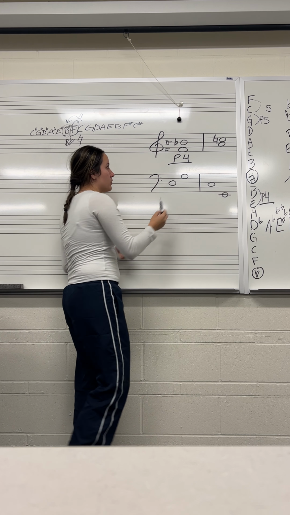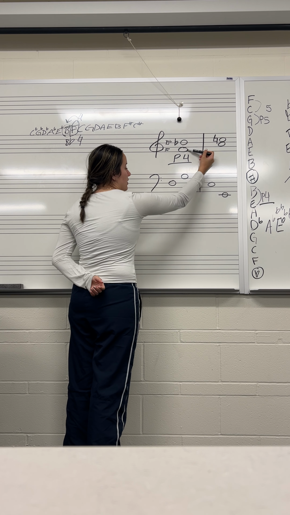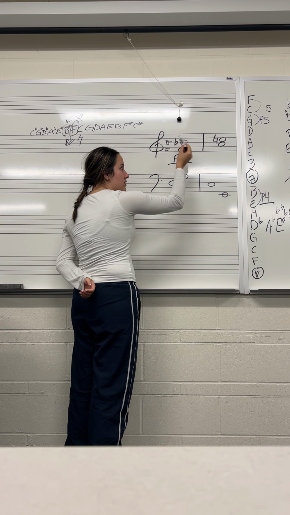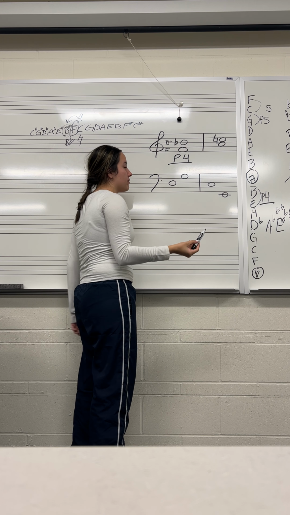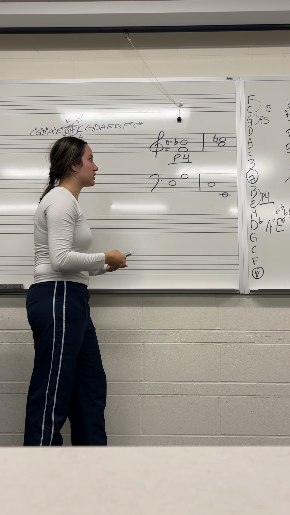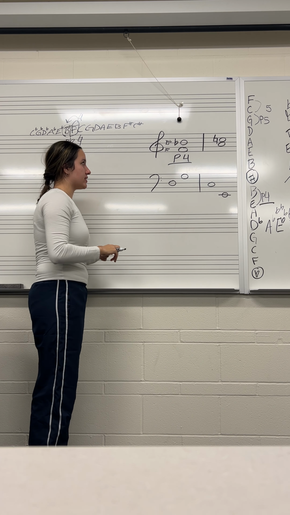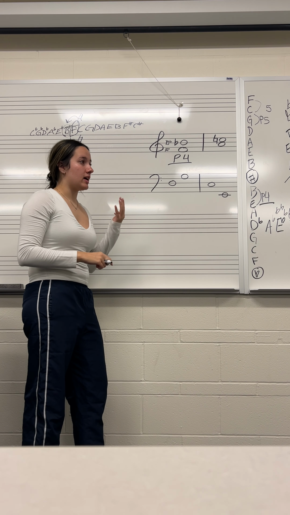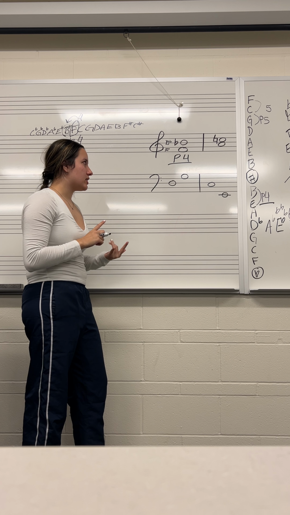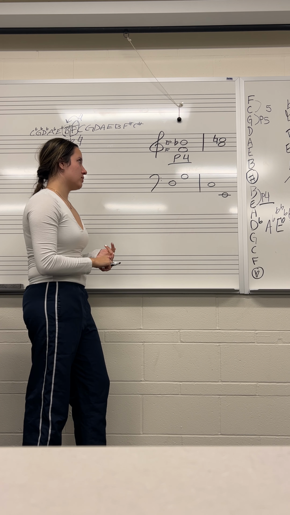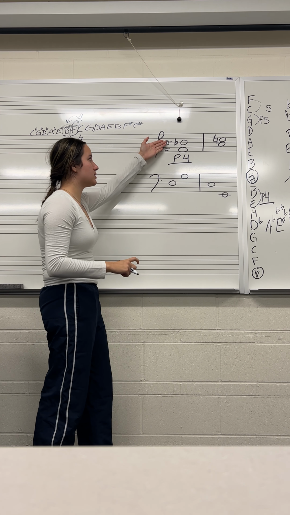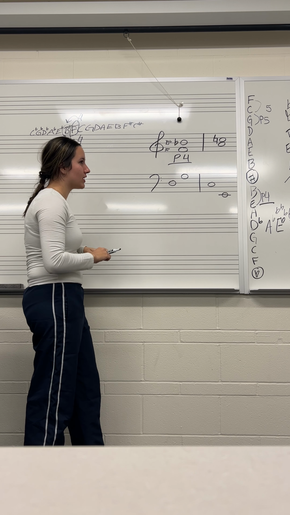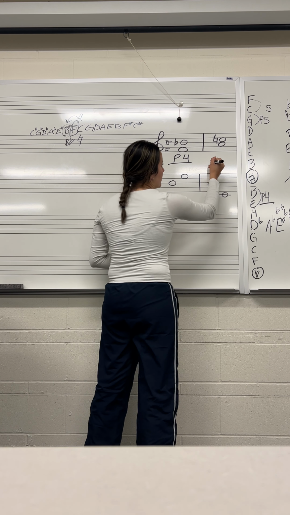So if we look back over here at our interval, F to B flat, oh, B flat is in the key signature of F. That means it has to be a perfect fourth. Because if it were not in the key signature of F and it was a fourth, it would have to be an augmented or diminished fourth. But that's not what we're dealing with because B flat is in the key signature. So let's look at the next one.